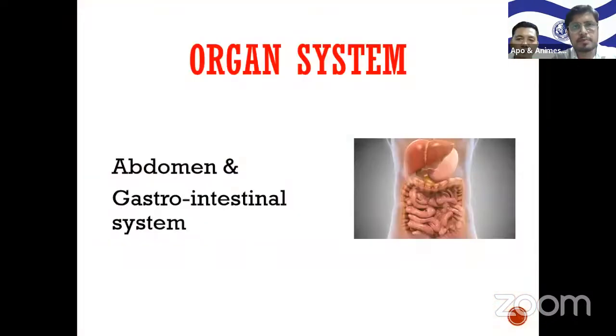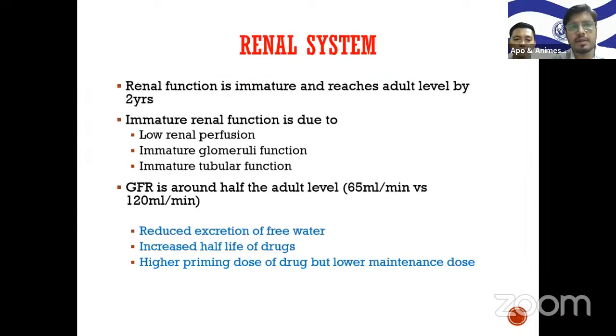Okay, thank you, sir. So for the next organ system, we'll go to the abdominal and GI systems. First is the renal system. Renal function in general is immature and reaches adult level by 2 years of age. Immature renal function is essentially due to, first, low renal perfusion. In utero, the kidney gets about 3% of the cardiac output, which gradually increases in adults up to 20 to 25% of the cardiac output.